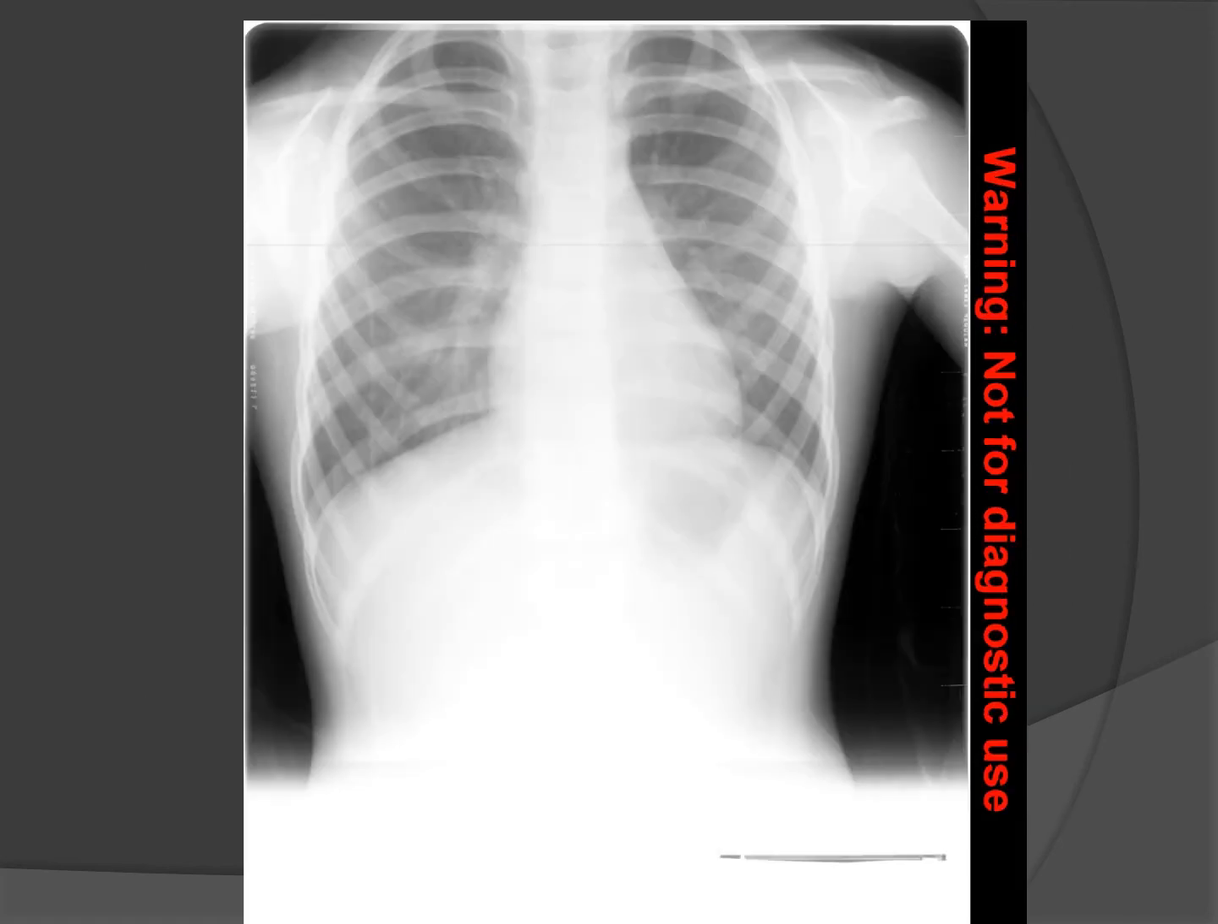Here's another image that has some issues. Now, this time, we've included both costophrenic angles. We can see those on the patient, but now we've clipped the apices. So again, we have anatomy that is missing from this chest X-ray, and this image would need to be repeated.